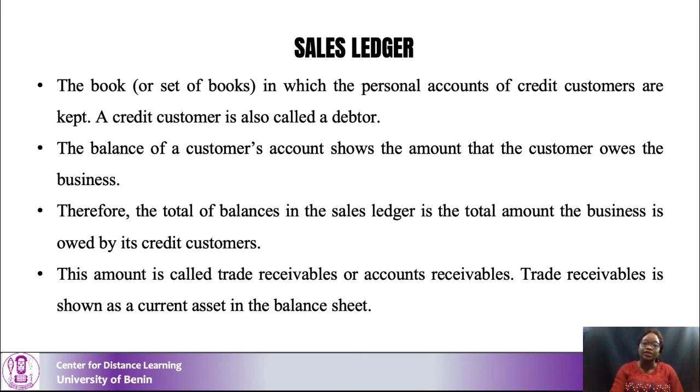The sales ledger, like the name implies, is a set of books in which personal accounts of credit customers are kept. A credit customer is also known as a debtor. It means that the persons that are owing you, they are the persons whose information we are going to record in the sales ledger. A balance of the customer's account shows the amount that customers are owing to the business at a particular period of time. Therefore, the total of these balances in the sales ledger is the total amount that is owed by its credit customers. This amount at the end of the financial period is transferred to the statement of financial position, and it is represented as trade receivables there.